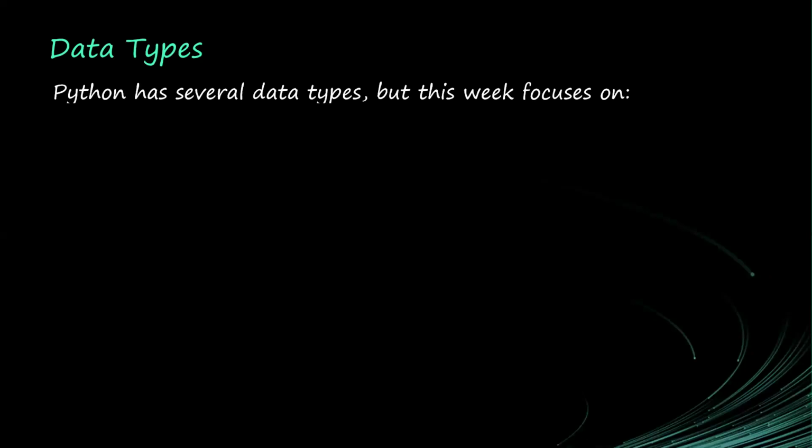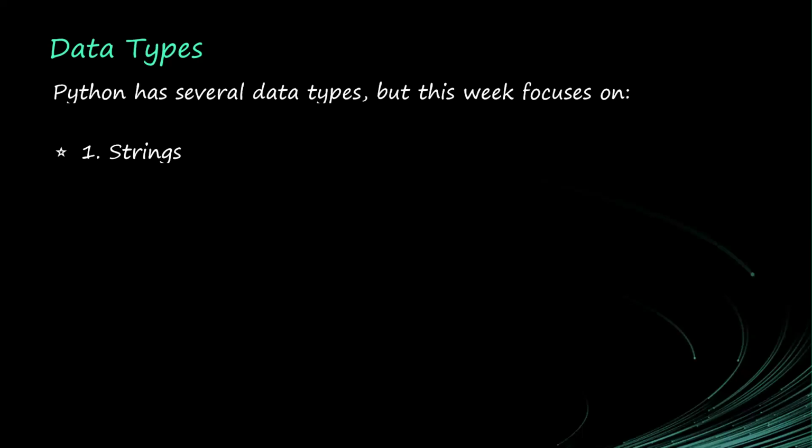So data types. Python has several data types, but this week focuses on string data types. Whenever you want to store a value that is a text, a character, it is a string data type. So what is even a data type? Data type means the type of the data. We work with different data: music, images, videos, digits, numbers, characters. These are different data types. So every data has a type.